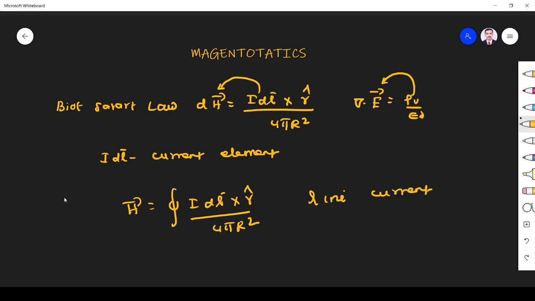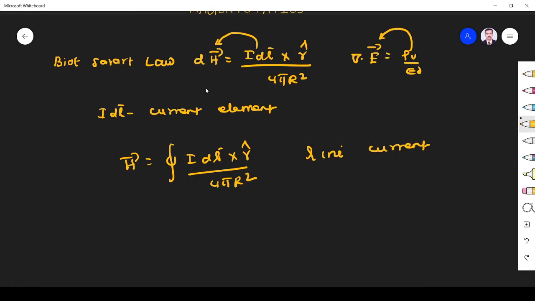So you see, if you integrate, you will get this. This is dH. If you integrate, you will get H. Why is it closed? Because current will flow through the closed path only. So in magnetic field, we always have to use a closed integral, because magnetic field is created by moving charge.